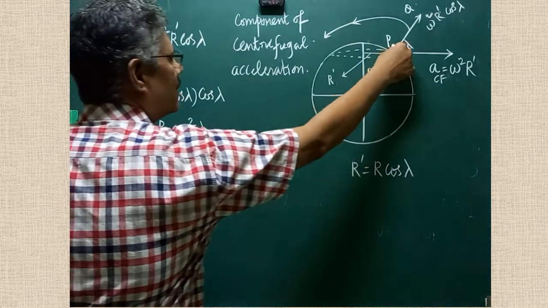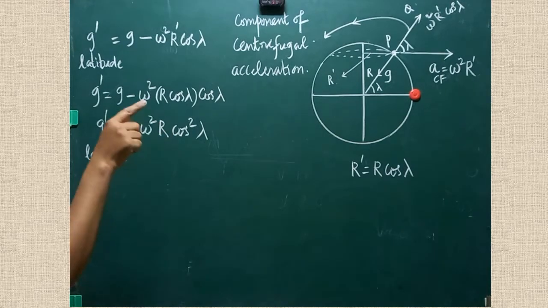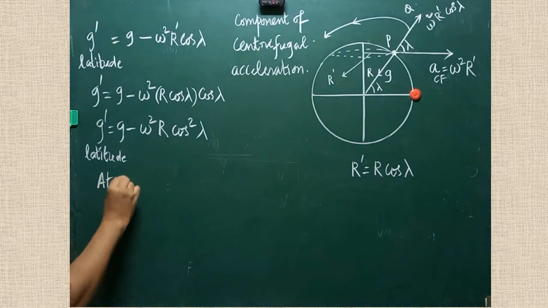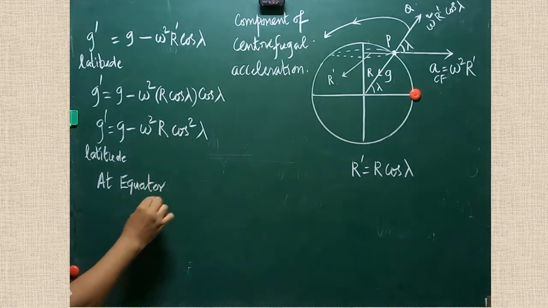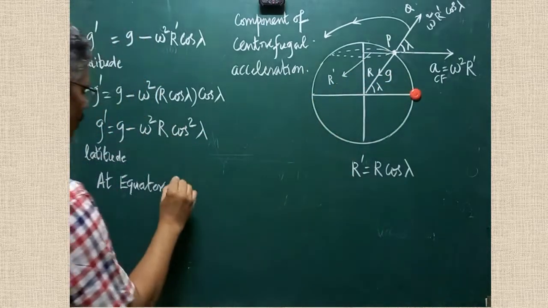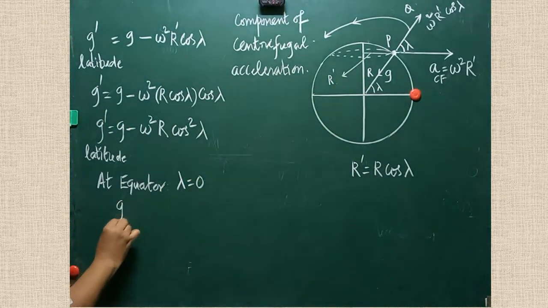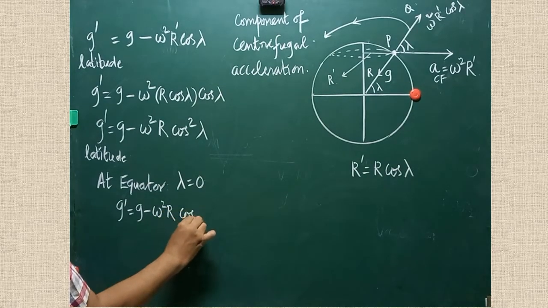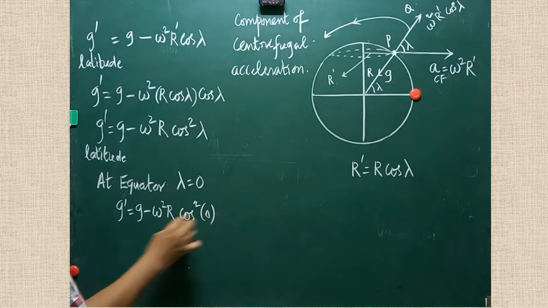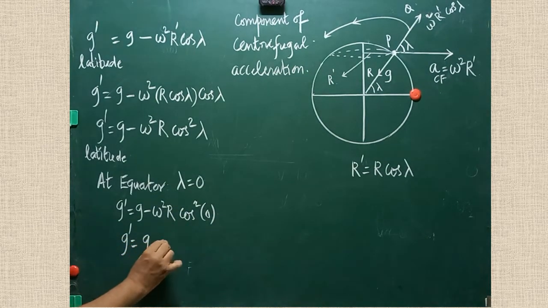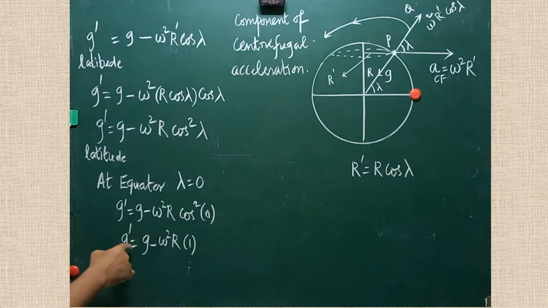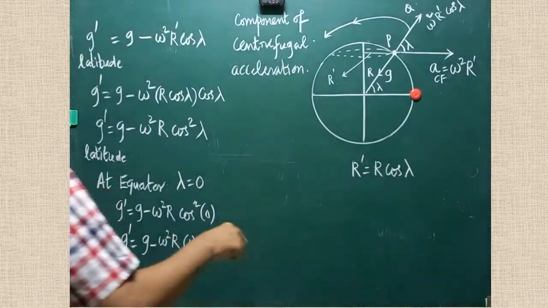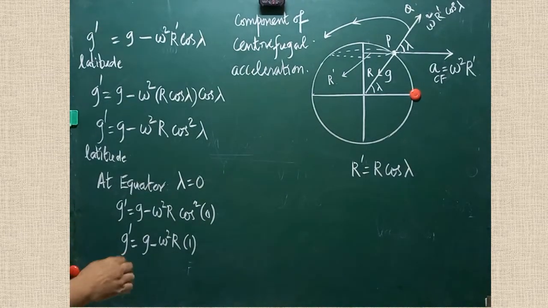Let us assume that the object is kept exactly at the equatorial line. So what do you have to write? At the equator, what is the value of lambda? It is brought from here to there, therefore lambda becomes 0. Therefore g dash is equal to g minus omega square r cos square 0, and cos 0 value becomes 1. Are you clear? So this is the expression to be used whenever the object is placed here. From this we are able to calculate how much acceleration due to gravity is acting when it is kept exactly at the equatorial line.